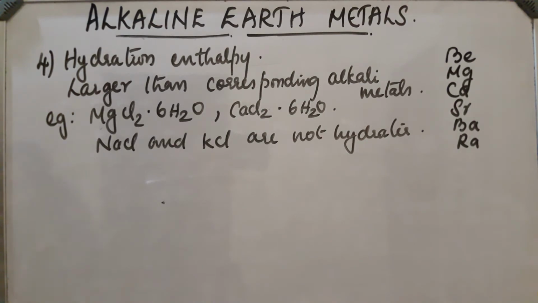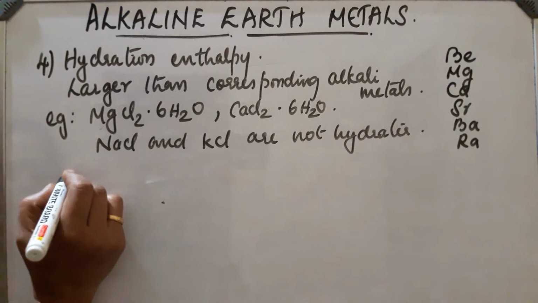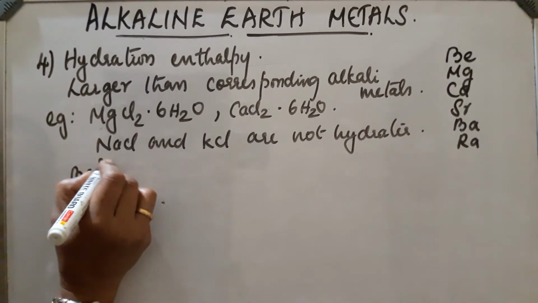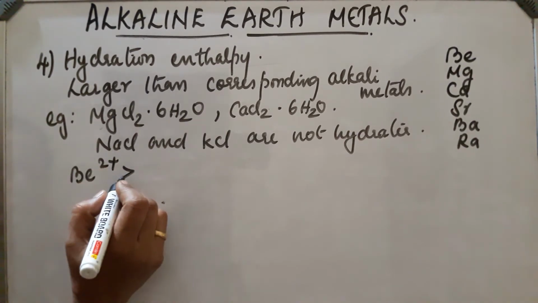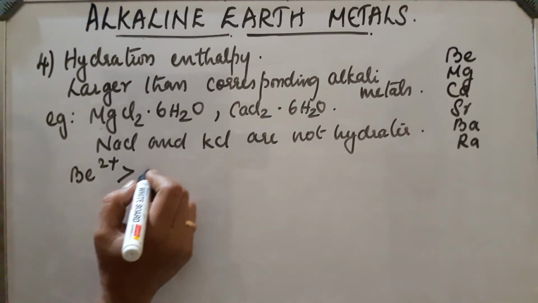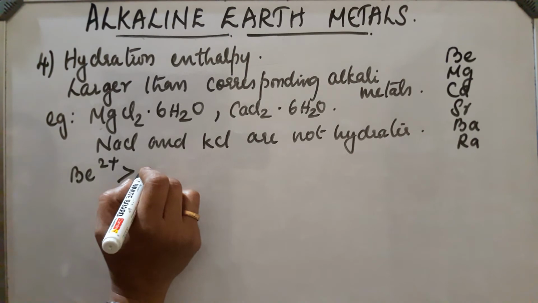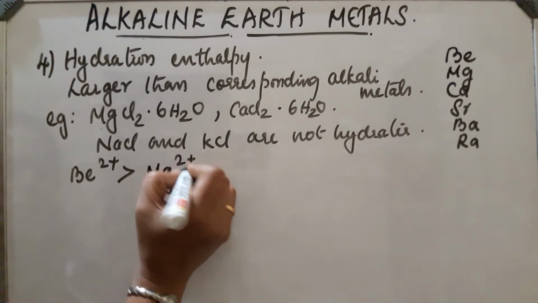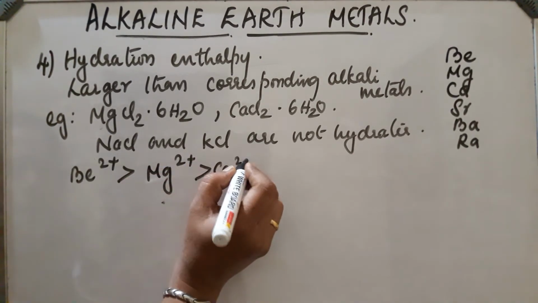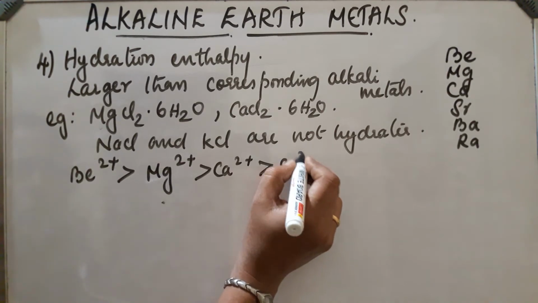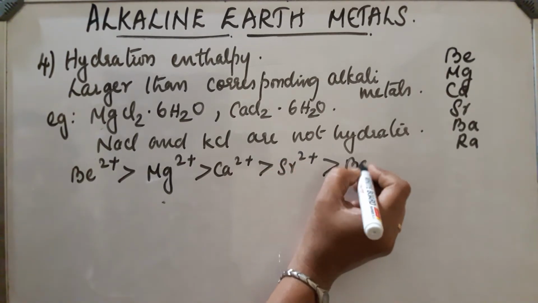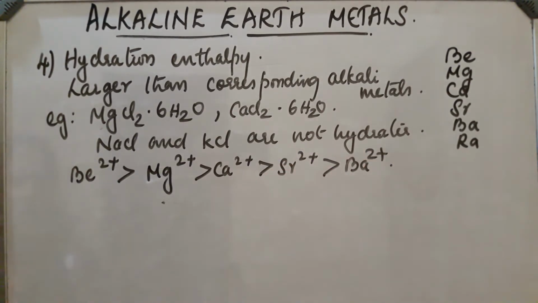Next, hydration enthalpy decreases down the group, because the size of the ion increases. The order is magnesium, calcium, strontium, barium. So hydration enthalpy decreases down the group.